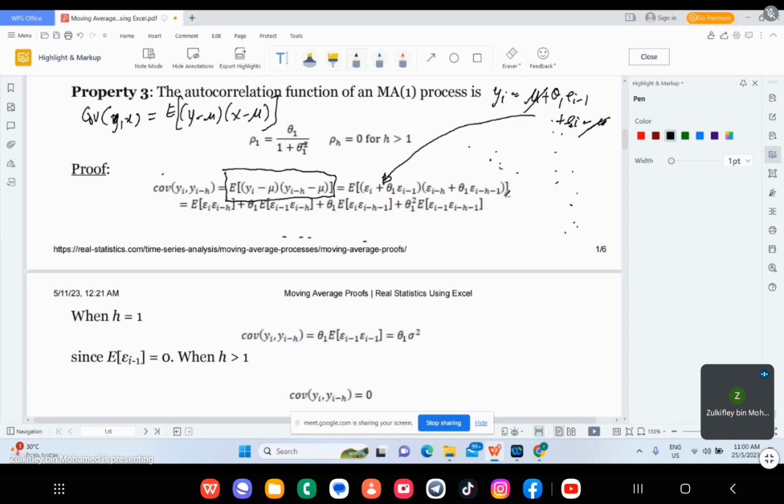Likewise for Yi minus h. For MA1, Yi minus h is mu plus theta 1 epsilon i minus 1 minus h, plus epsilon i minus h. I minus 1, sorry, i minus h. Okay.